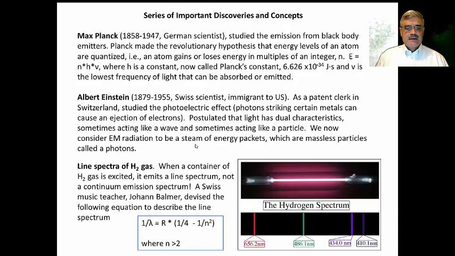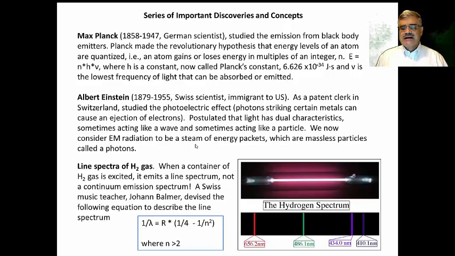The next important scientist is Albert Einstein, a Swiss scientist who immigrated to the United States. He worked as a patent clerk and made a number of discoveries. One is called the photoelectric effect, where photons strike certain metals and can cause an ejection of electrons. The reason this is important is that the process of photons striking a surface and kicking out an electron is more of a particle-like property of light.